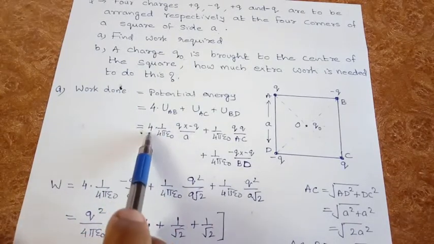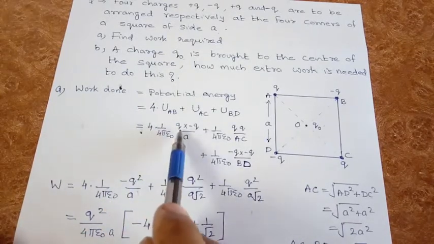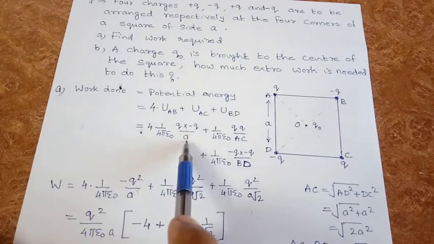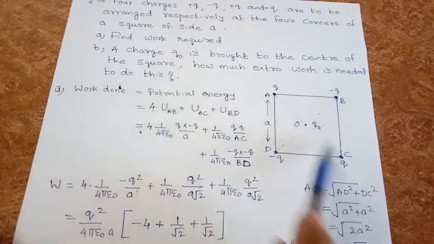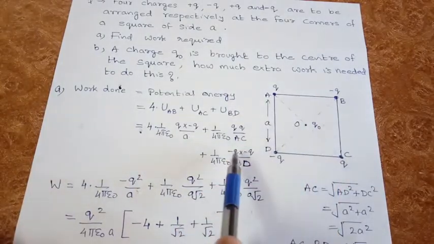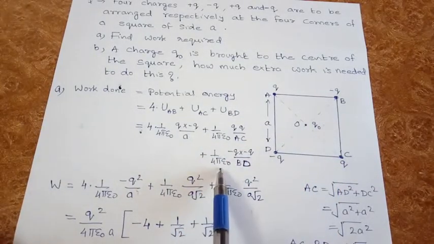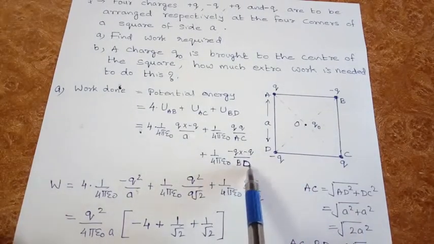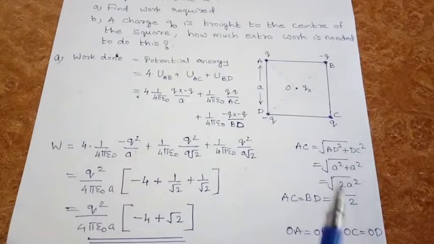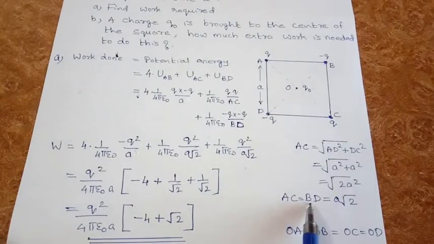And what is that? 4 times 1 by 4 pi epsilon 0 Q into minus Q divided by A, plus 1 by 4 pi epsilon 0 Q into Q divided by AC, plus 1 by 4 pi epsilon 0 minus Q into minus Q divided by BD. Now the question arises, what is AC and what is BD?